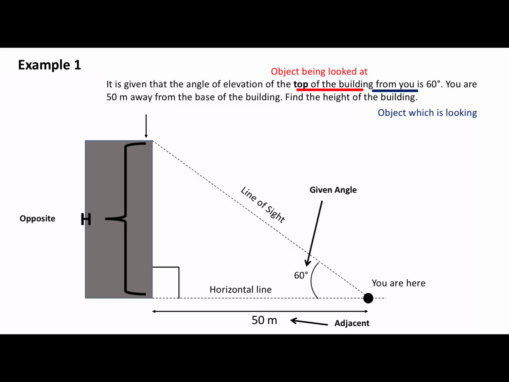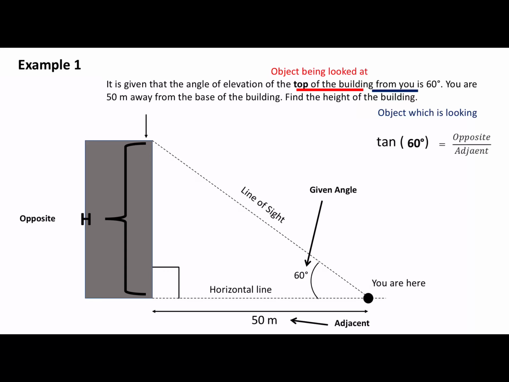Now when you use SOH CAH TOA, you only need to use 2 sides, 2 important sides. In this case, I want to use H and 50. The question is not interested in finding the line of sight, so we use the H and the 50 meters. So which trigo function uses opposite and adjacent? TOA, tangent. Now sine, cosine, tangent, they are always attached to an angle. And what angle do we focus on here? 60 degrees. So tangent 60 degrees.